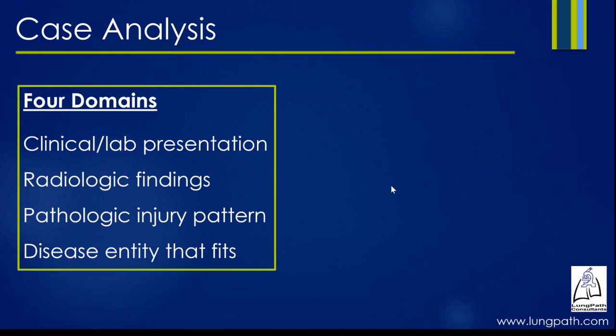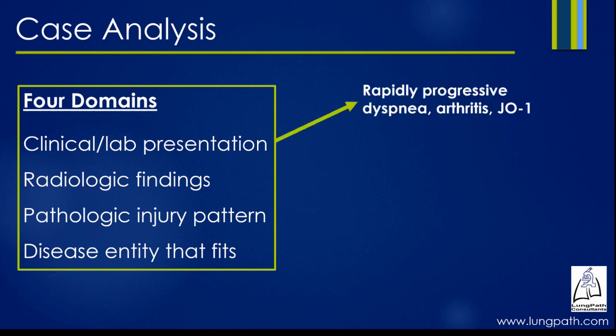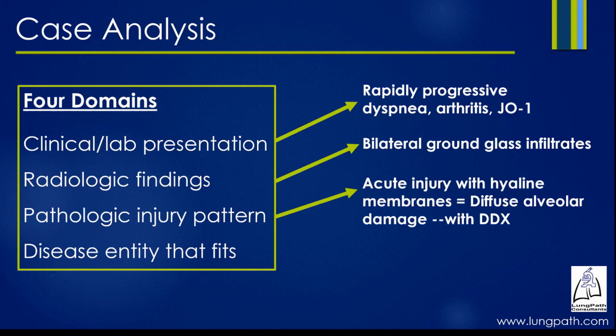So we have a case where we've had to use domains to come to a solution, to find a disease entity that fits. We looked at the clinical and lab presentation: rapidly progressive shortness of breath with arthritis, diffuse infiltrates on imaging, radiologic findings, is the radiologic domain. The pathologic injury pattern is acute injury with hyaline membranes, which is equal to diffuse alveolar damage. And finally, the disease entity that fits is the anti-synthetase syndrome producing diffuse alveolar damage. So there's our full analysis.